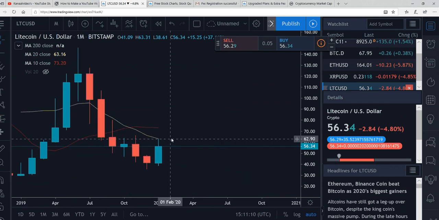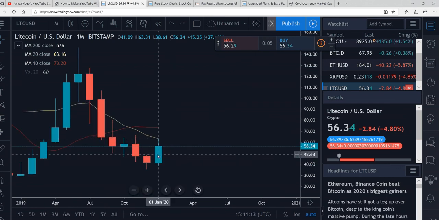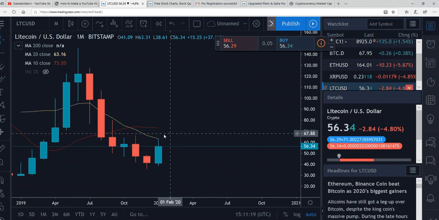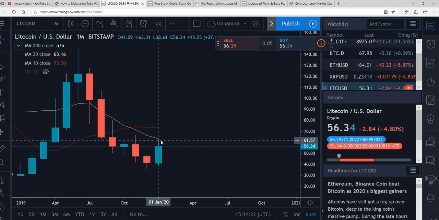So for now, this is a bearish retest. We're going to have to wait to see how this candle closes. Of course, it's January the 19th, so always wait for the candle to close before making any adjustments. So there's 2 weeks more left in this candle, and then we'll see what the next month is going to do.